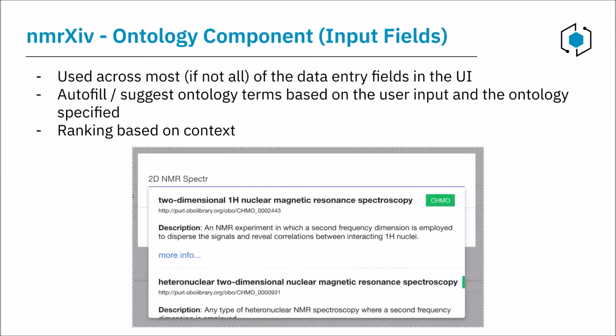Another example is with regards to the input field, where the user, when they start typing, could still enter free text, and then the suggestions are populated based on ontologies. And if the ontology term is not defined, then potentially an option to request a new term or submit a new term could be offered at the same time.